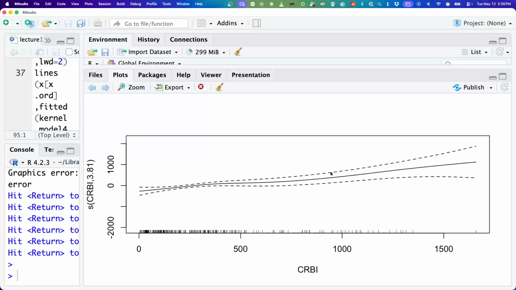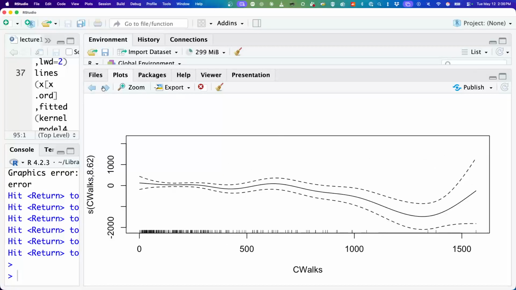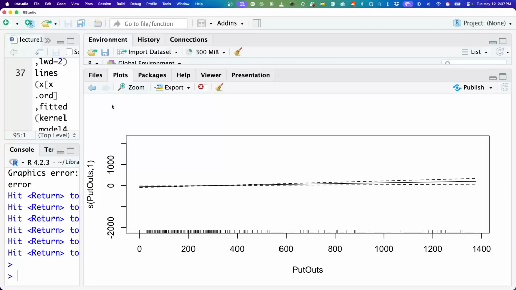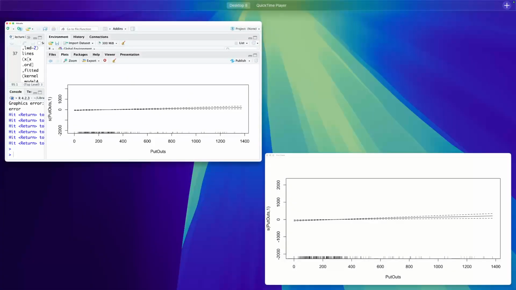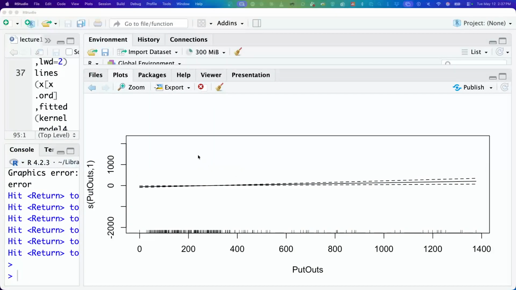CRBI may actually look relatively linear, so that might be one that you could leave. Probably not this one. And putouts actually looks fairly linear as well. Okay, so the GAM basically lets us apply splines to individual variables and then have them included additively into the model.